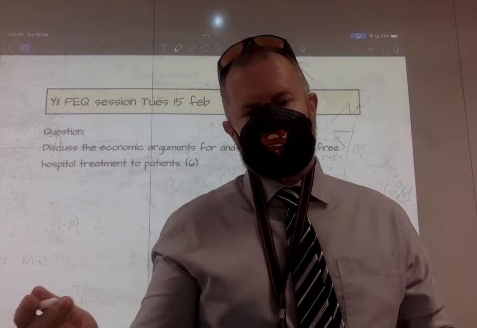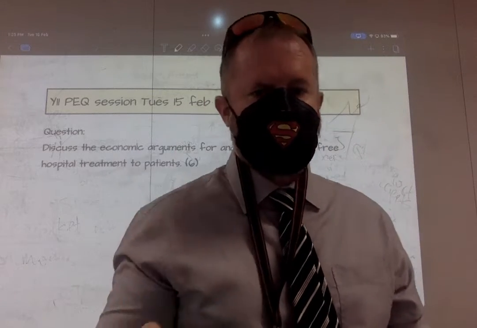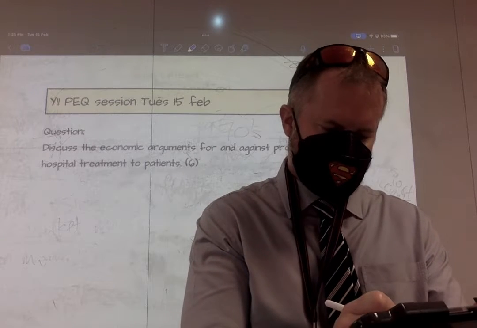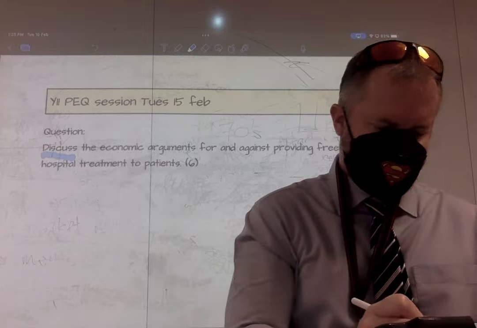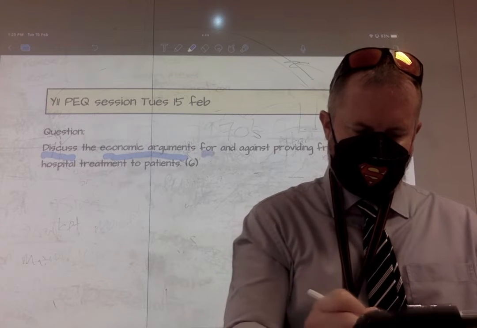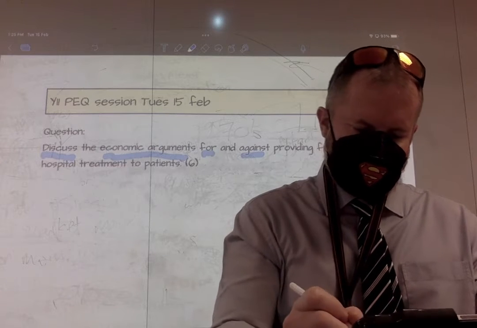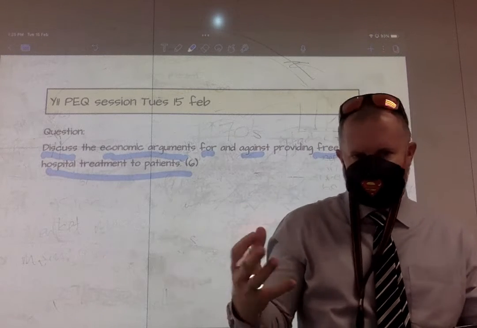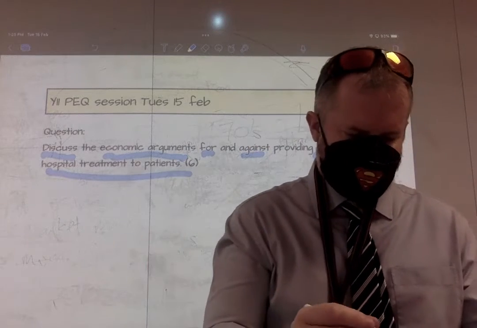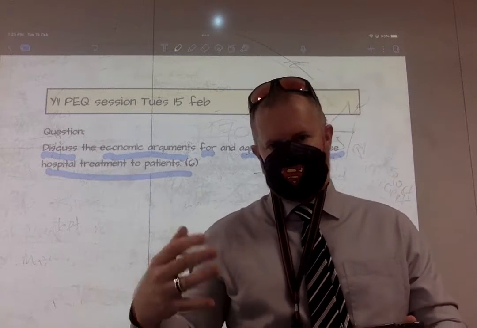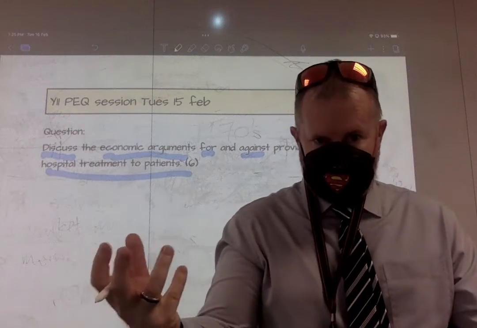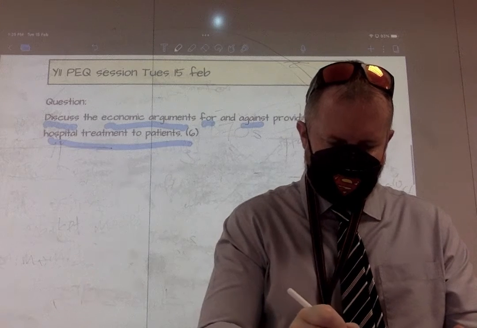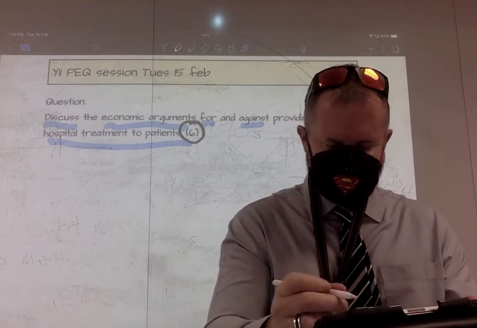We're going to do a practice question again today, and the one I've chosen is the one that I've shared in the classroom. It goes along the lines of this: discuss the economic arguments for and against providing free hospital treatment to patients. It's a bit of an unusual question, one you wouldn't necessarily expect to see all the time in your exam. It is about government expenditure, and it is a for and against, so you do need those two halves. It is again worth 6 marks.